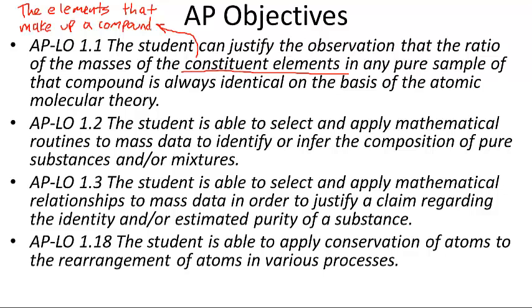So on the basis of atomic molecular theory, the idea being, okay, molecules or compounds are made of atoms. We're making the mental leap to say that if the ratio of mass of hydrogen to oxygen in water is always the same, it's always a ratio of 2 grams of hydrogen for every 16 grams of oxygen, then the mental leap is, oh, that means it's because there's 2 atoms of hydrogen for every 1 atom of oxygen.